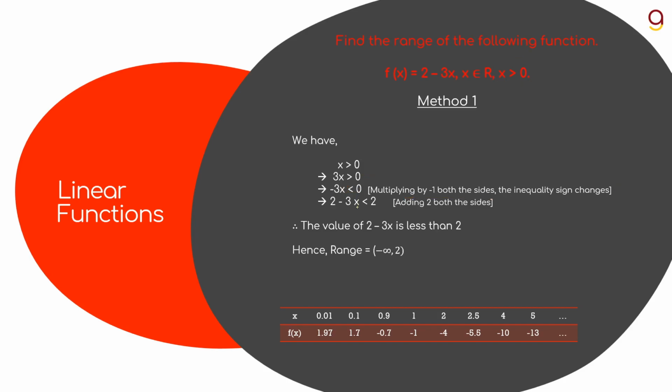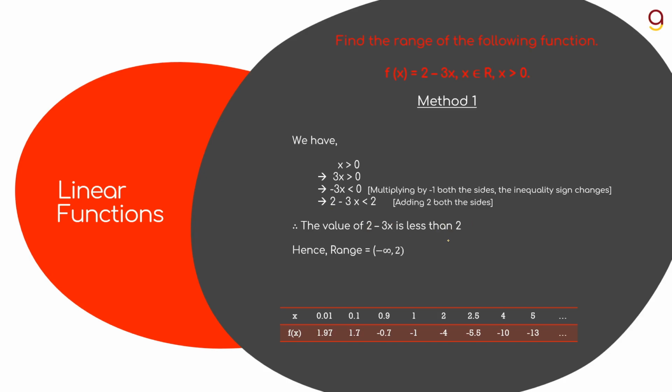Now the next step. In the equation here, we have f of x is equal to 2 minus 3x. So what we do is, we just take a 2 here. So 2 minus 3x is less than 2. On adding 2 to both the sides, what will happen? 2 minus 3x is less than 2. Fine. Now, the value of 2 minus 3x is less than 2.